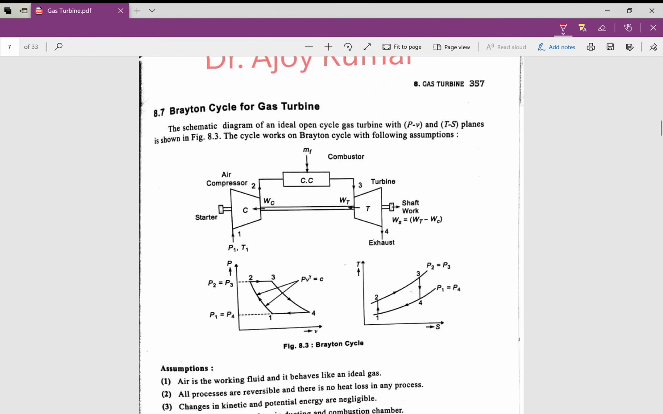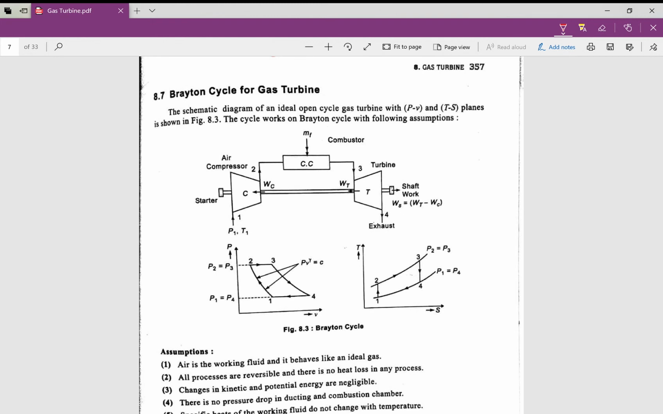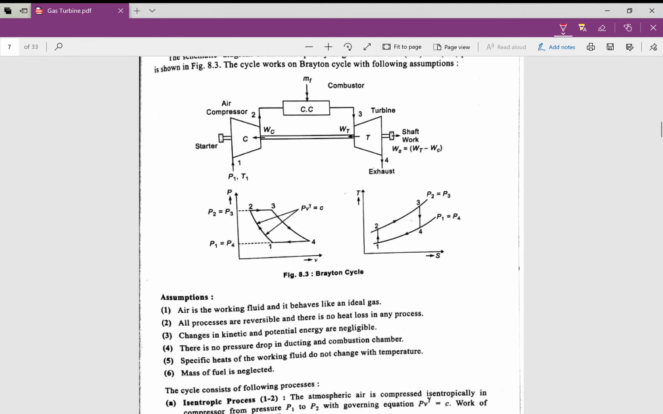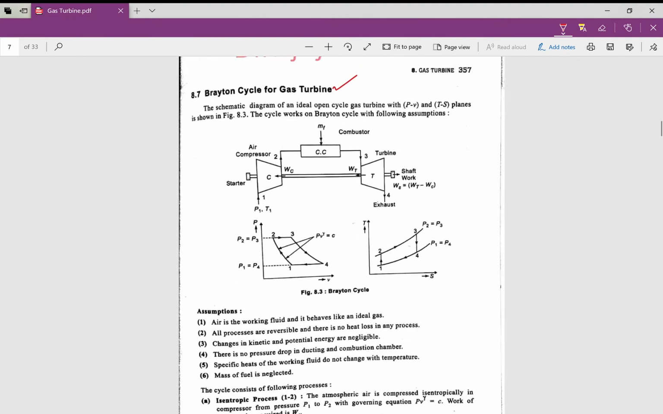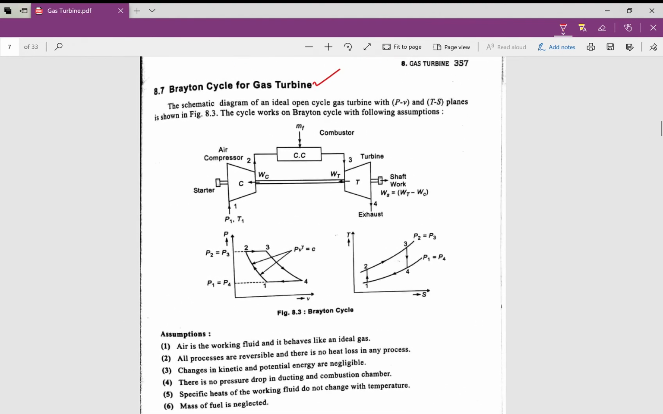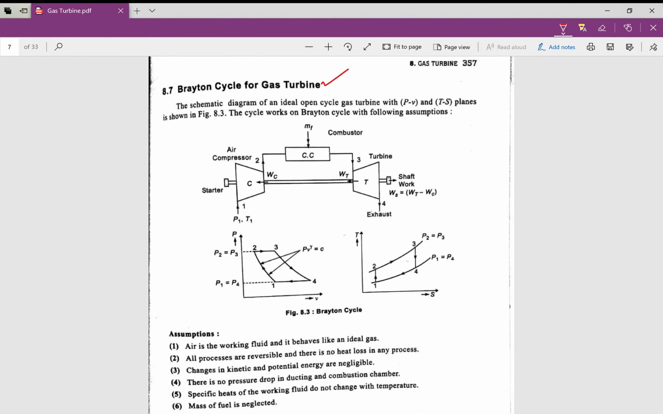Here, dear students, we will now be dealing with the Brayton cycle for gas turbine. So here we should have some empirical equations, that is, the same concept is considered over here, based on the open cycle gas turbine. So open cycle gas turbine, we have just seen earlier.